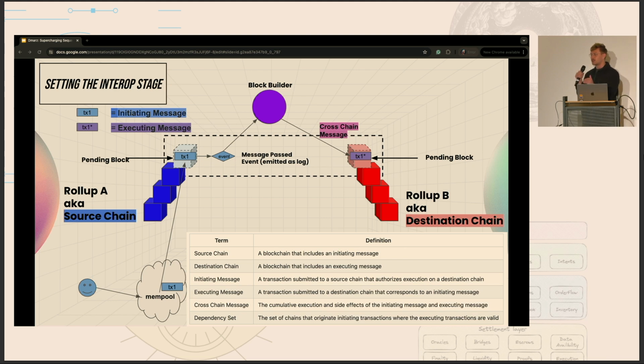They then insert it into the pending block on rollup A. This will then emit an event which allows them to place the executing message into rollup B. I'm glossing over a bunch of details, but this event that is emitted is then used in the fraud prover to show whether or not this message was valid under the protocol rules.